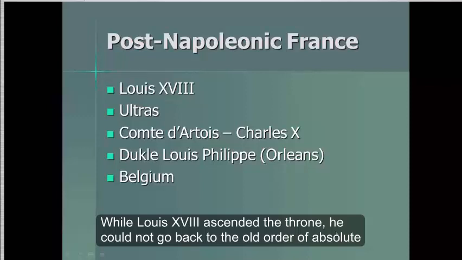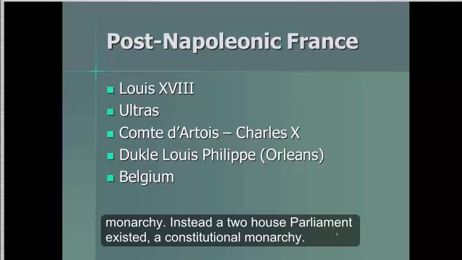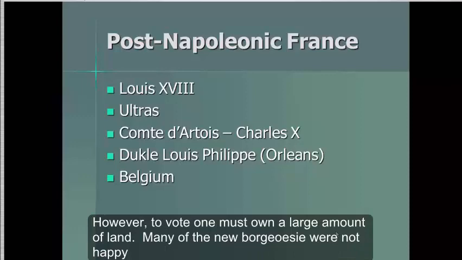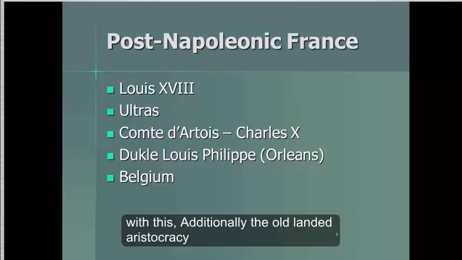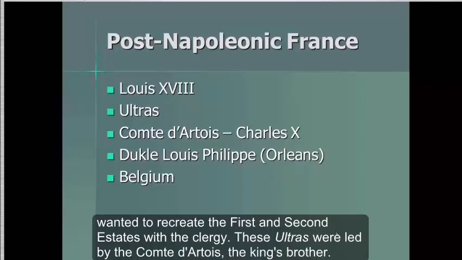While Louis XVIII ascended the throne, he could not go back to the old order of absolute monarchy. Instead, a two-house parliament existed, a constitutional monarchy. However, to vote, one must own a large amount of land. Many of the new bourgeoisie were not happy with this. Additionally, the old landed aristocracy wanted to recreate the first and second estates with the clergy.